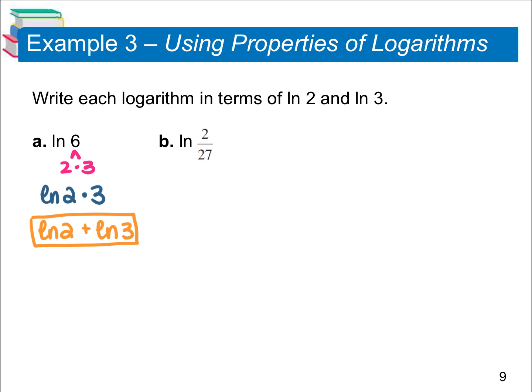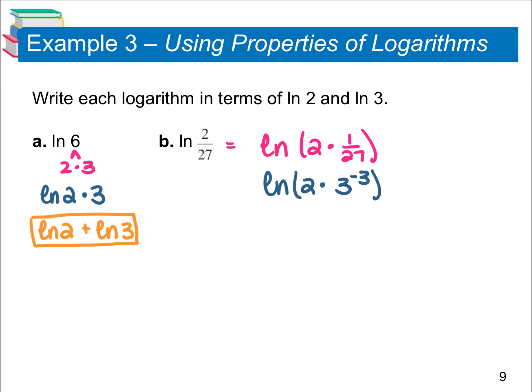B is a little bit more difficult because you're working with a fraction. With this one, you have the natural log of 2 over 27. Well, 2 over 27 is the same thing as saying the natural log of 2 times 1 over 27. However, the 1 over 27 is not in terms of 2 or 3. 27 is 3 to the third power, but we have 1 over 27, so that means that this would turn into the natural log of 2 times the natural log of 3 to the negative third power. So that would give you the reciprocal of 3, and then that 3 will be raised to the third power to give you the 27.